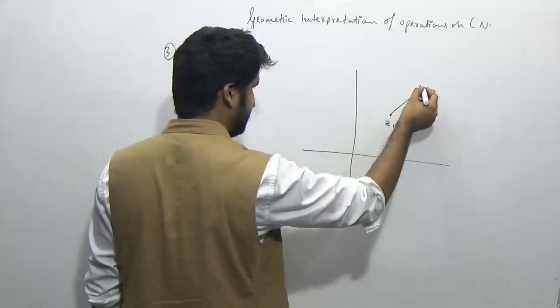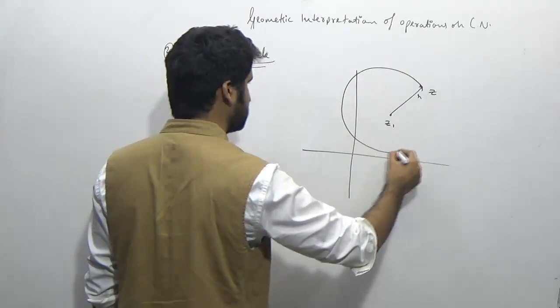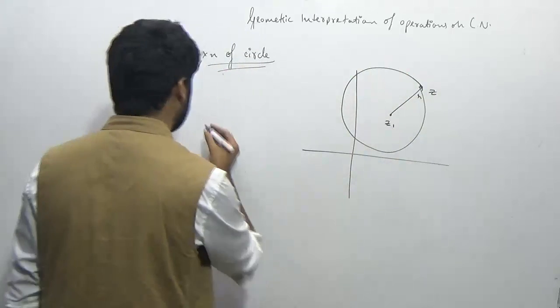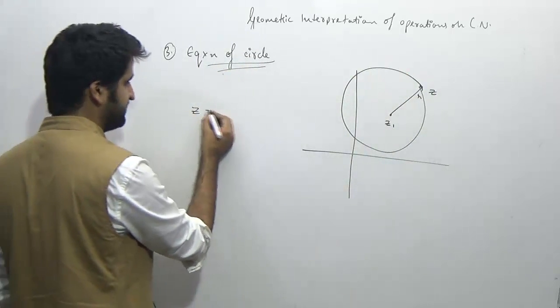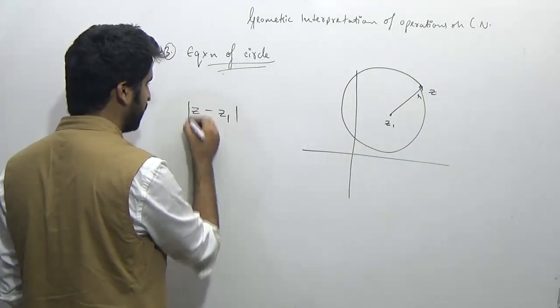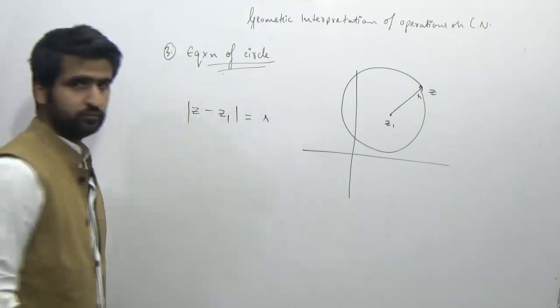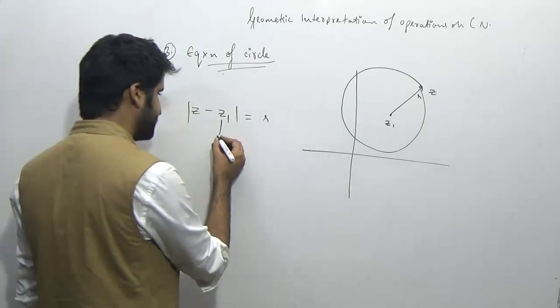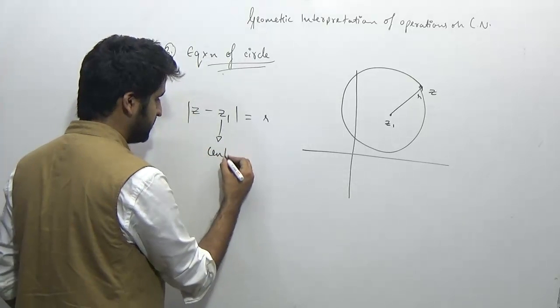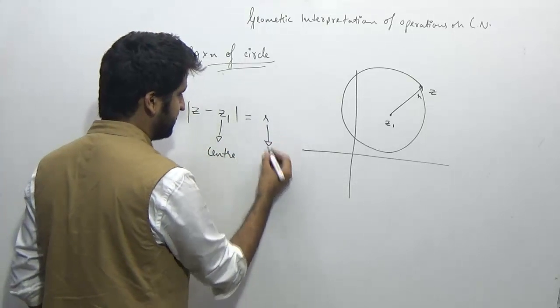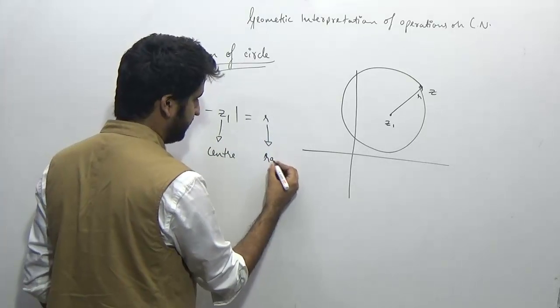So we can easily say that if the locus of z is a circle, then the distance between z and z1 is always equal to r. So this point z1 will denote the center of the circle, and this scalar will denote the radius of the circle.